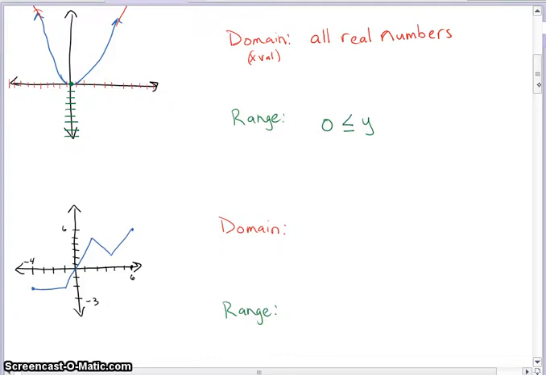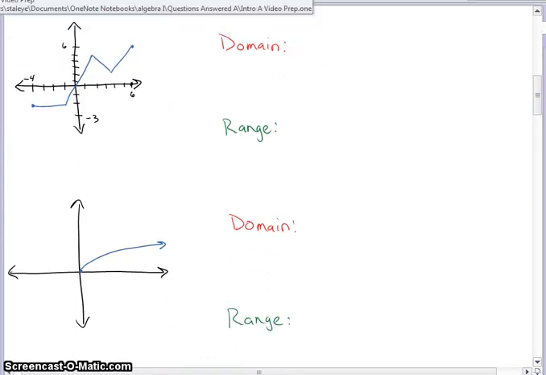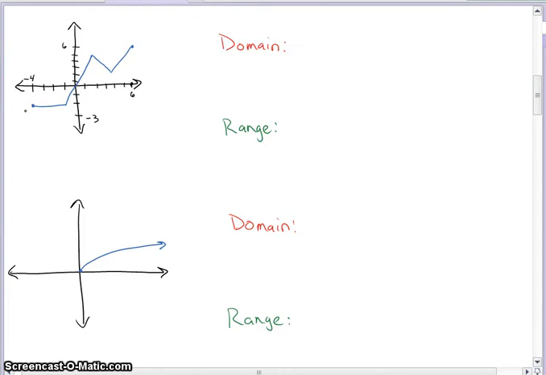Okay, let's look at another one. So here I'm looking at the domain, the x values. So what's the smallest x value? It's right there at negative 4. Is there an x value at negative 3? Yep, negative 2, negative 1, 0, 1, 2, 3, 4, 5, 6. 6 is where it stops. It doesn't go any further. So the x values are between negative 4 and 6.